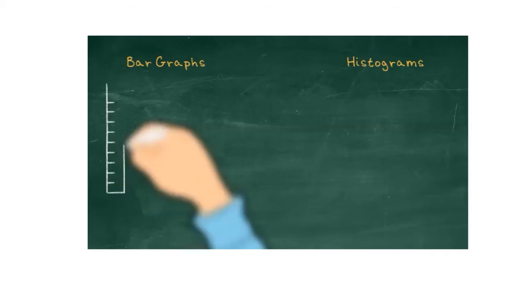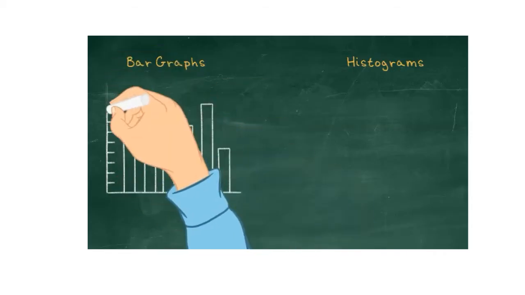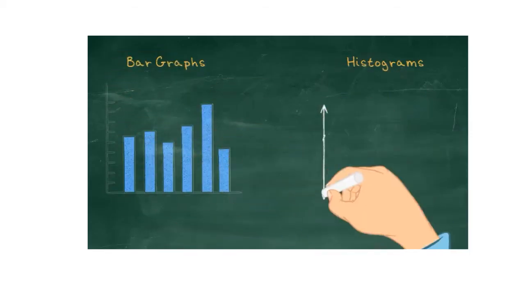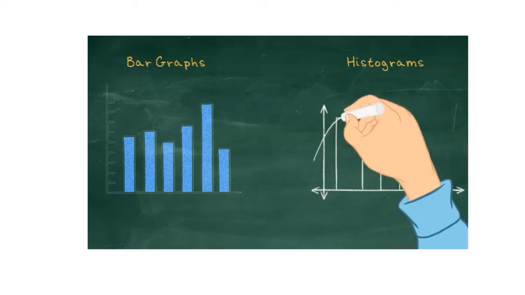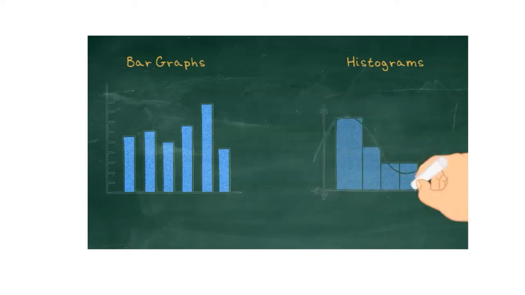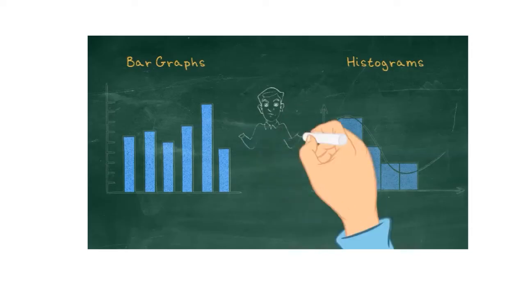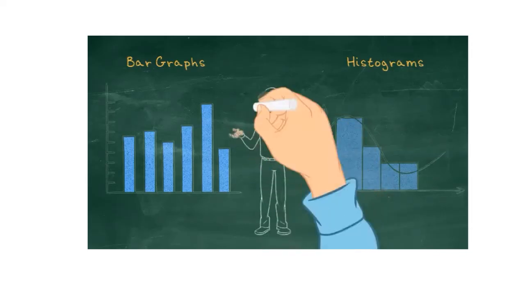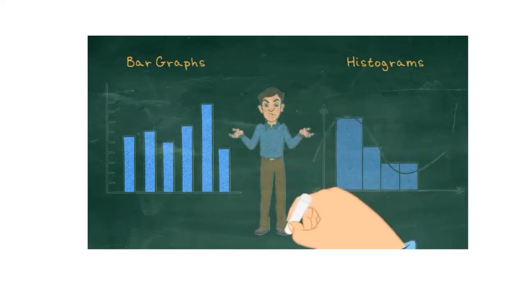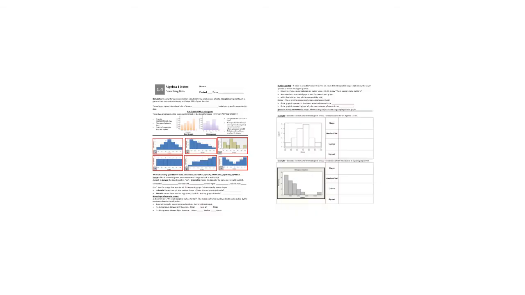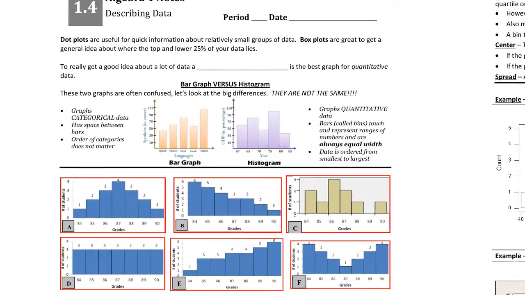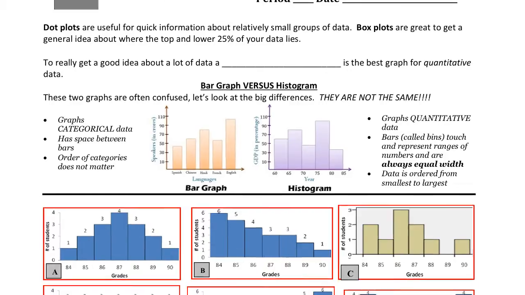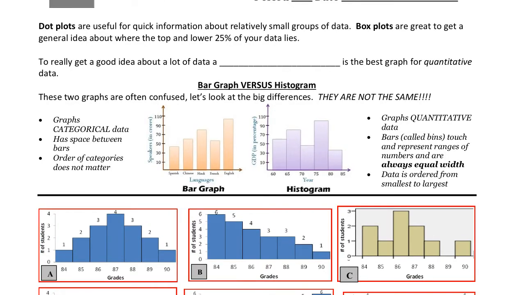So this is a big problem with data and graphing it. A lot of people confuse what bar graphs are and what histograms are. I mean, they have a lot of similarities. They're bars, right? So what is the main difference between the two? It's actually pretty simple. To really get a good idea about a lot of data, a histogram is the best graph for quantitative data.